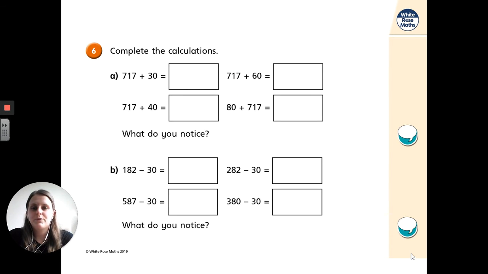Okay, number 6, complete the calculations. You've got A, you have got 4 calculations for that, and then what do you notice? And then B, you've got another 4 calculations there, and what do you notice? You might notice something about your answers. Try and explain, think about, is it something that you notice about the hundreds, tens, ones? What can you see that's similar or different?